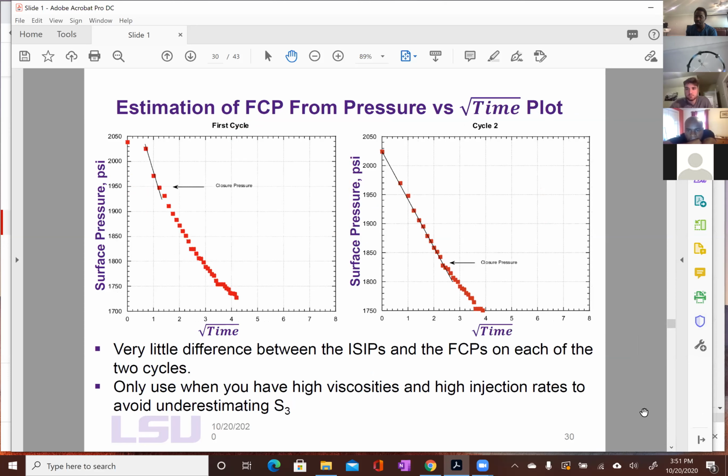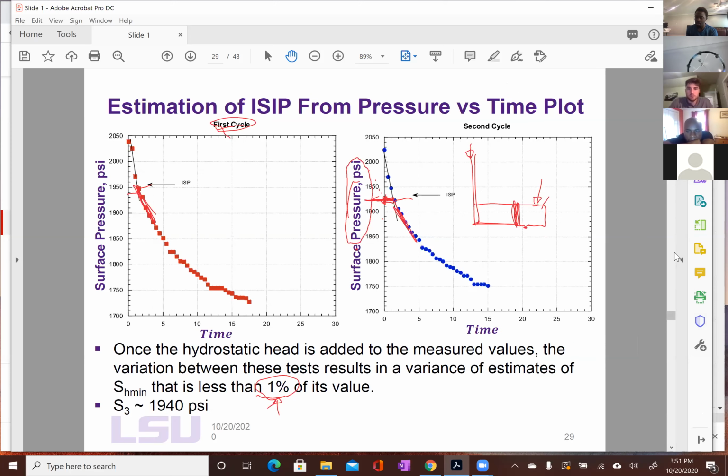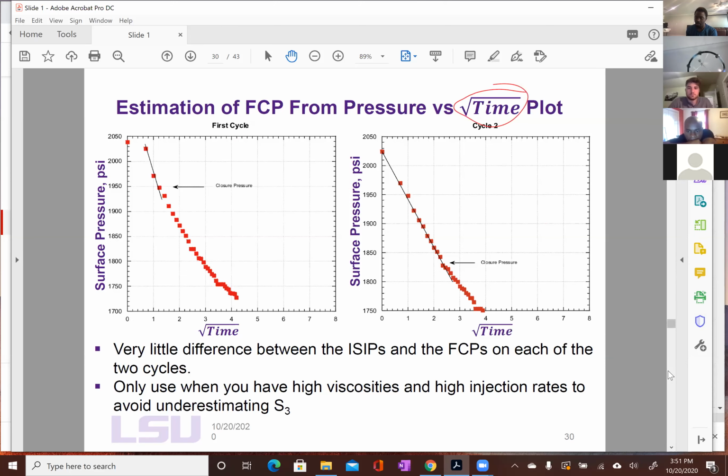This is for FCP. So it's against the square root of time. Again, previous one, it's against time. For fracture closure pressure, you plot it against square root of time. That's when you'll be able to see the change in slope. And you can get your fracture closure pressure at that point where the slope changes.